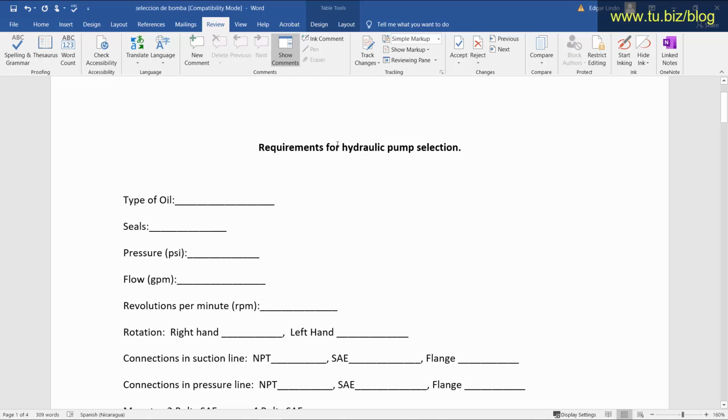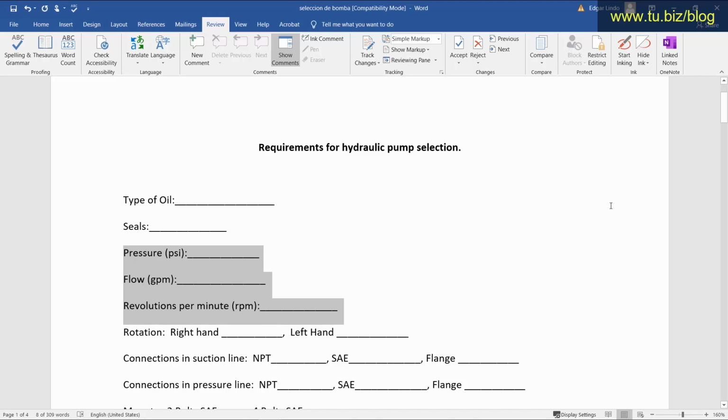First of all, requirements for hydraulic pump selection. When we are selecting or sizing a hydraulic pump, we use the same data also to interchange hydraulic pumps. We're going to get into the details. First of all, type of oil. If it is a mineral oil or a water-based fluid, water glycol, we need to know that. Seals: if we know the type of oil, we know what seals should go on the pump.